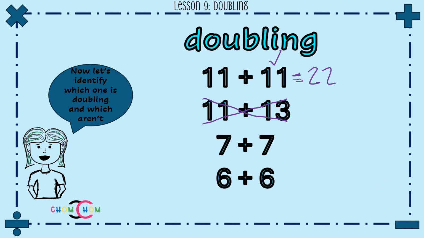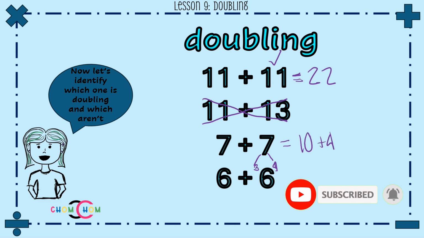7 plus 7. Is 7 plus 7 doubling? Yes, it is doubling. So now we need to add 7 plus 7. What plus 7 gives us a 10? It's going to be 3. 7 is what plus 3? 4. So we have 10 plus 4, which gives us 14.